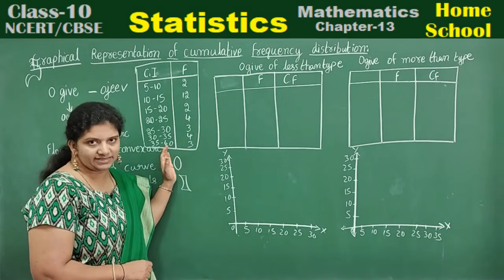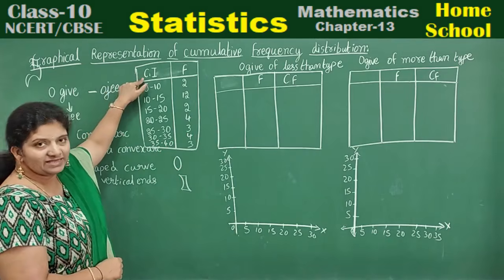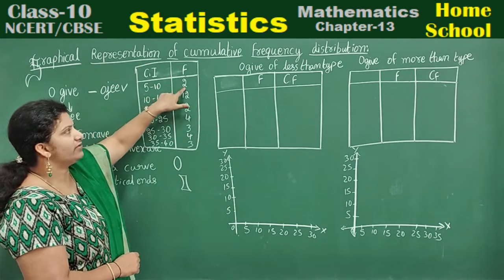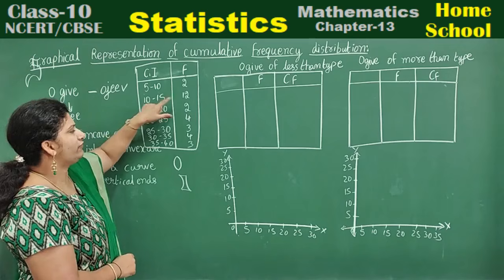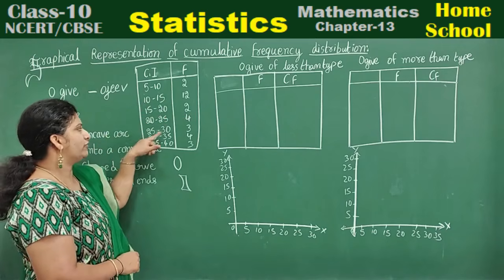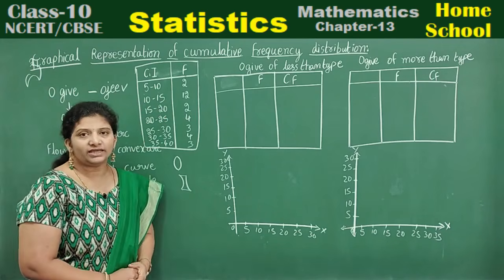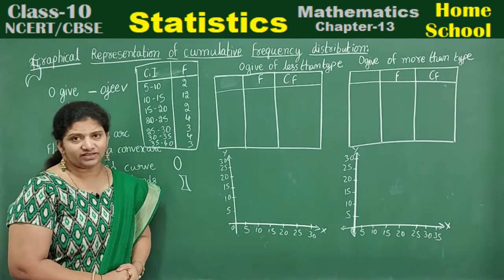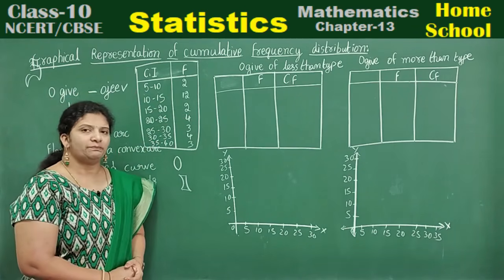Let us take one example here. Class interval, frequency: 5 to 10, frequency 2; 10 to 15; 15 to 20; 20 to 25. What are all these? Okay, let us take one class interval first. 5 to 10.